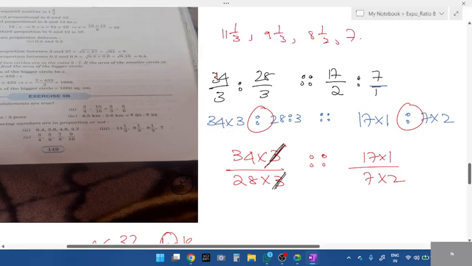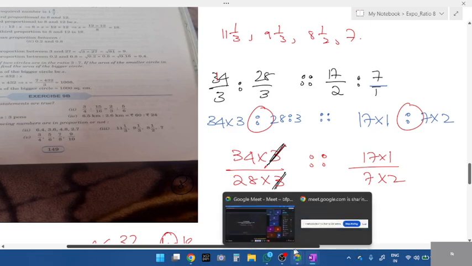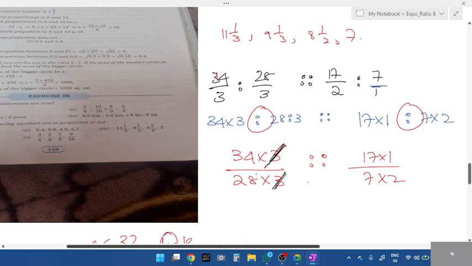Three and three gets cancelled. Shasha, can you explain this calculation? Are you there online? Yeah, tell me this, Shasha. Respond.